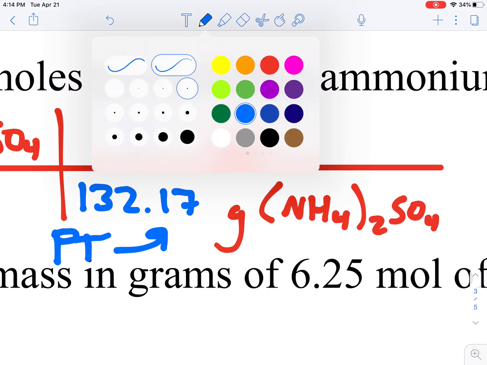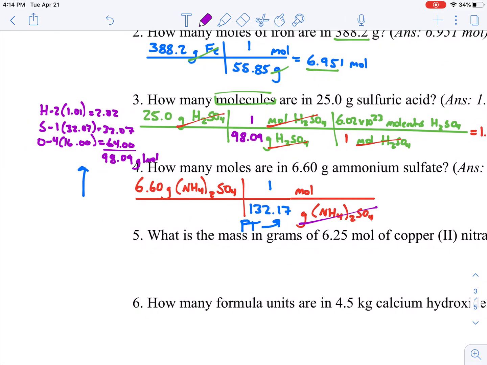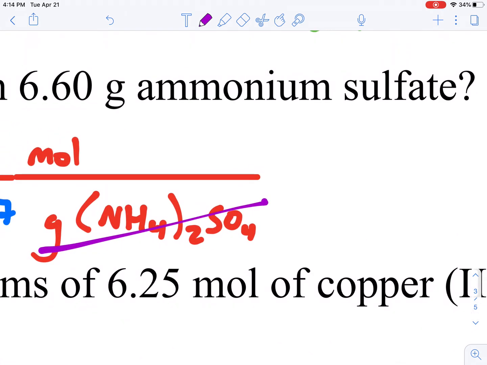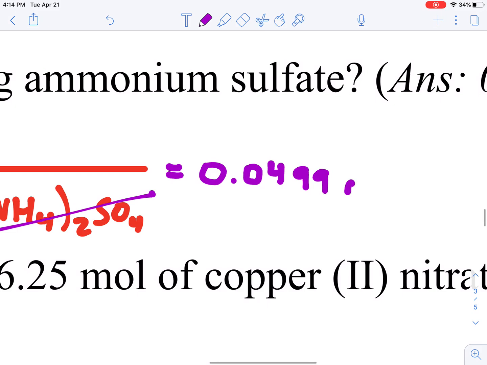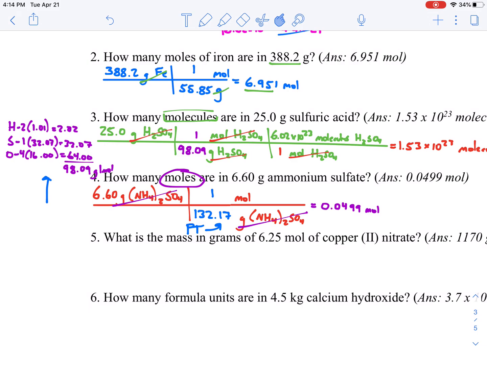And now this is a good thing because our grams cancel. We have arrived at moles, which is the unit that we're after. And when we do that math, we will get 0.0499 moles. So again, we're using the techniques that we have. We know how to get between mass and moles using the periodic table. We know moles to particles using Avogadro's number. Let's put those in play with number 5.